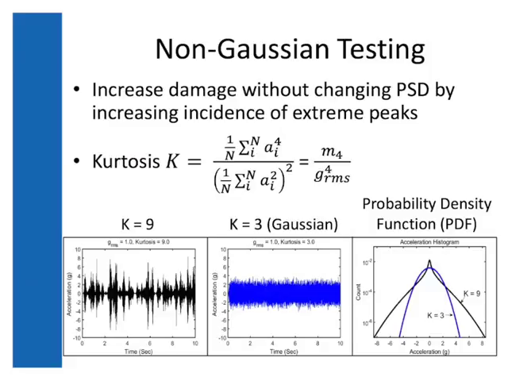Well, that's not quite true. Actually, I want to talk about kurtosis testing specifically, which is a subset of non-Gaussian testing. The idea here is that given a fixed PSD, you can increase the damage done by that test by increasing the incidence of extreme peaks.